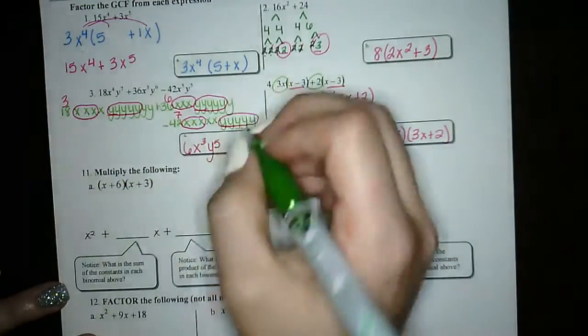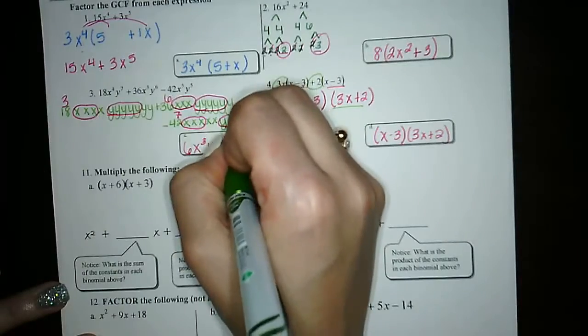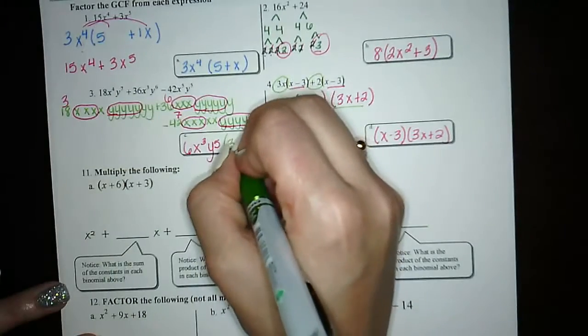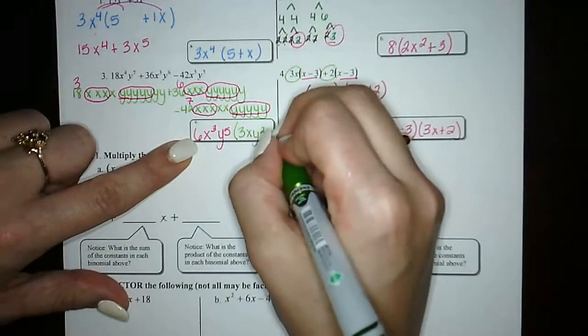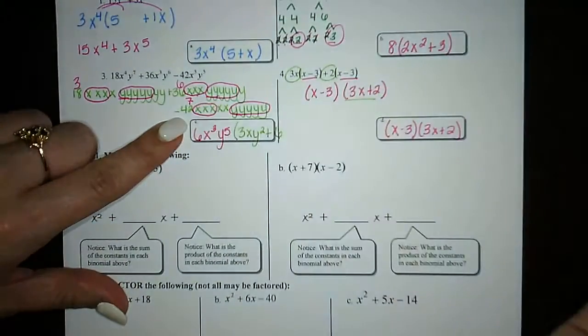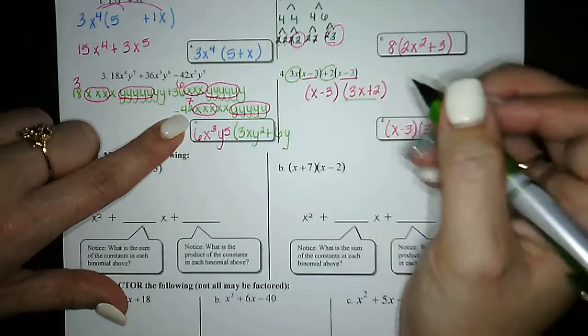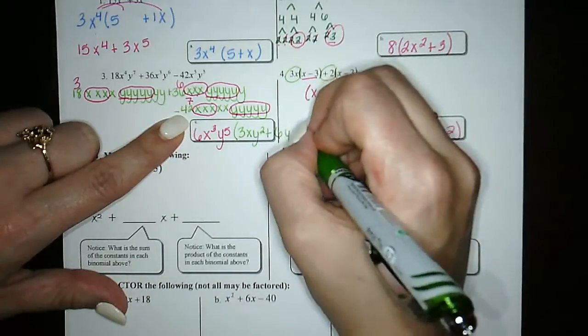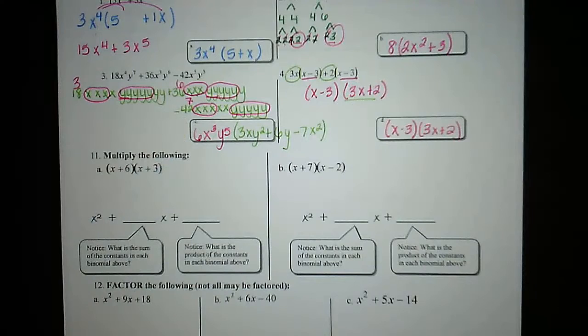Then you write what's left. 18 divided by 6 is 3. We have 1 x and 2 y's. 36 divided by 6 is 6. We have no x's left, so we don't write that down, and we have 1 y left. 42 divided by 6 is negative 7, and we had 2 x's left. And that's it in factored form.